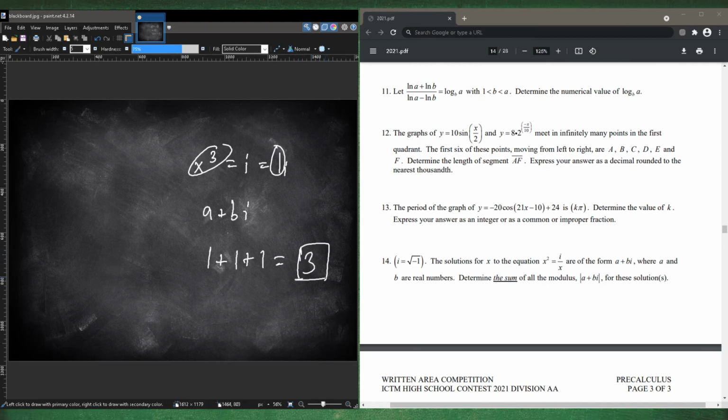And that's your answer for number 14, because all of the magnitudes are 1, regardless of what a and b are. And it's basically just that simple. You just need to understand what modulus does.